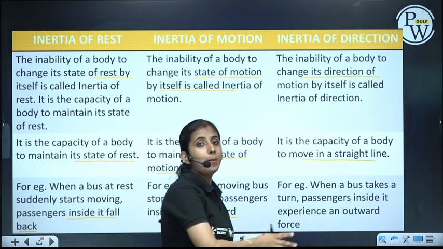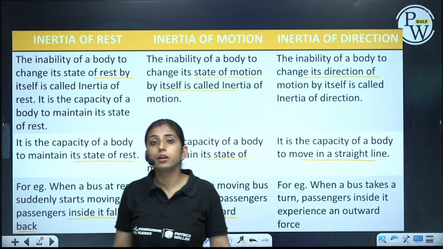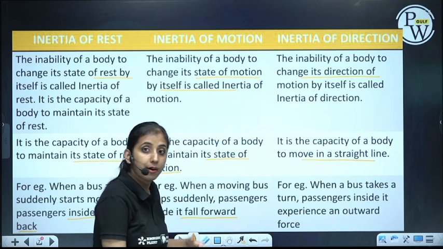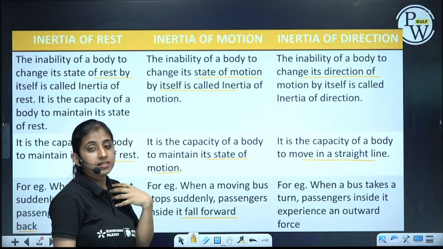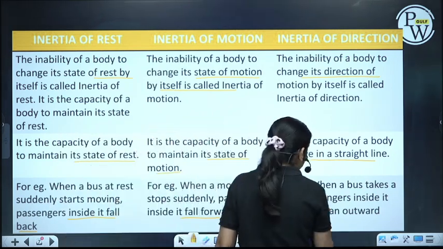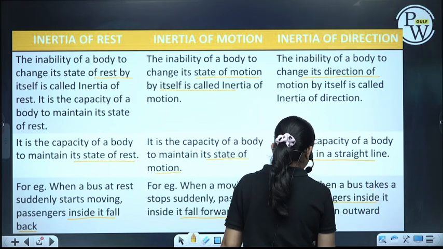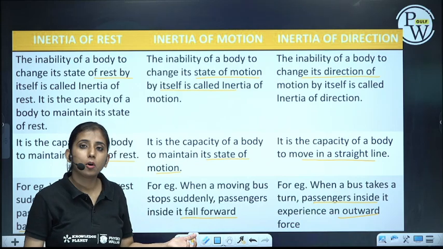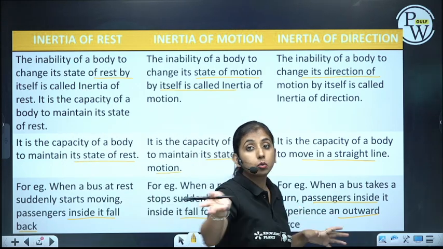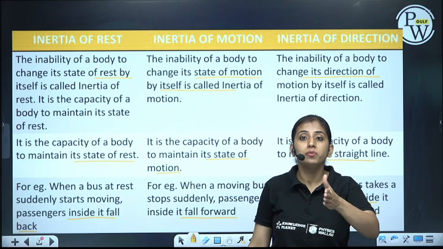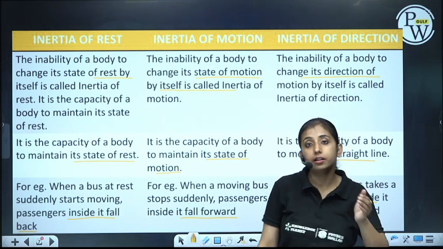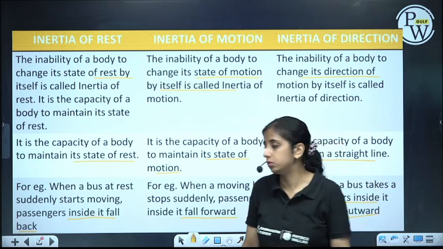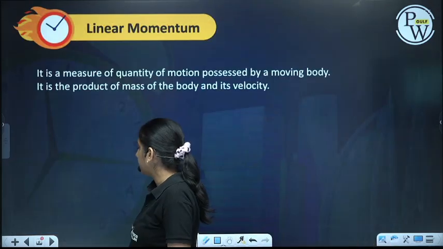Example: when a bus takes a circular curve, we always fall outside the curve. We always have a force acting on us radially outwards. So when a bus is taking a turn, passengers inside it experience an outward force, because in circular motion we have a tendency to move in a straight line, but we are taking a curve. The tendency is to go in this direction only, so we fall outwards. So this is inertia.